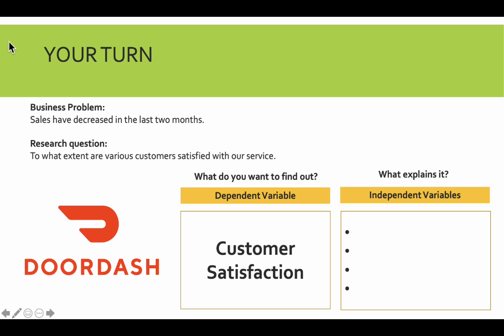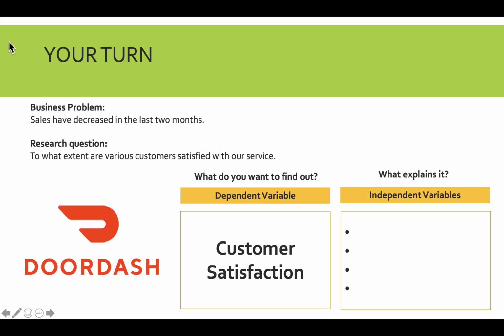Example number 2, here's a business problem. Sales have decreased in the last 2 months. Oh no, you're DoorDash. How on earth has DoorDash decreased their sales? I thought everybody got DoorDash every day. The research question you're interested in, to what extent are various customers satisfied with the service? So you see that you have a loss in sales, and you want to get at what is contributing to that. Your dependent variable is customer satisfaction. How satisfied is the customer? Really satisfied, not really satisfied?